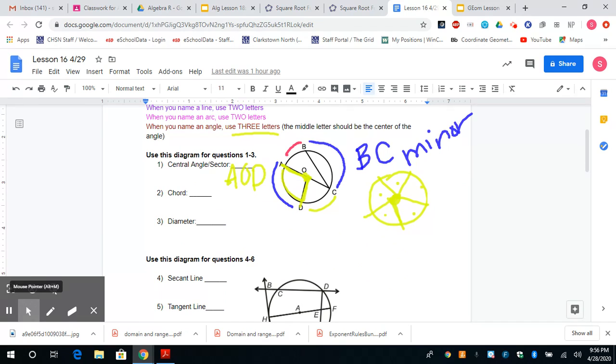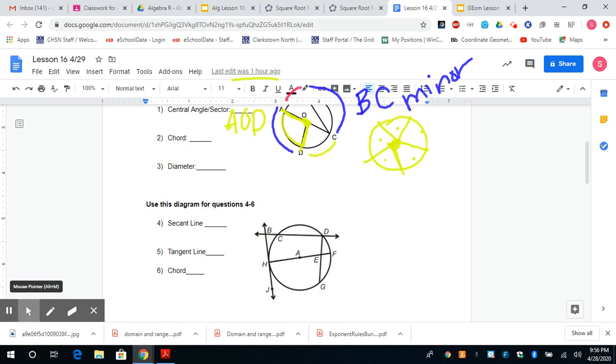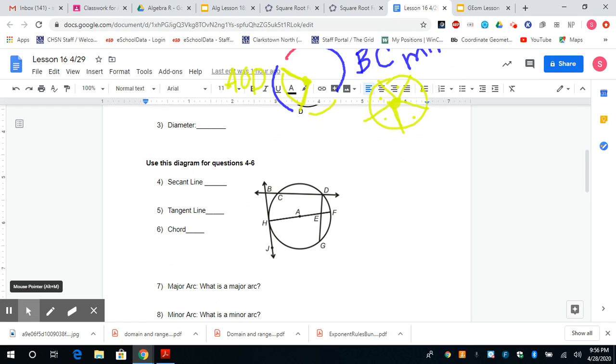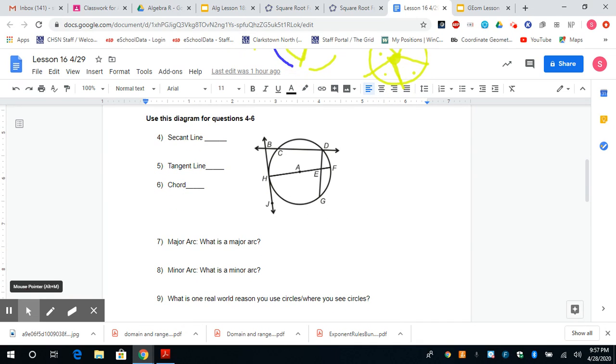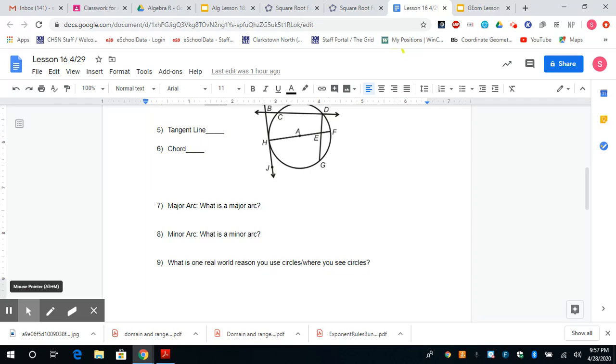All right, diameter, chord, you guys should know those. Secant line, that's a new one. So look back in the PowerPoint if you need help with that. There's just one, so find that one. Tangent line, there's just one in there. So find that one. Again, you're using two letters the best you can. And chord, okay, there's technically two, so you can pick whichever one you want.